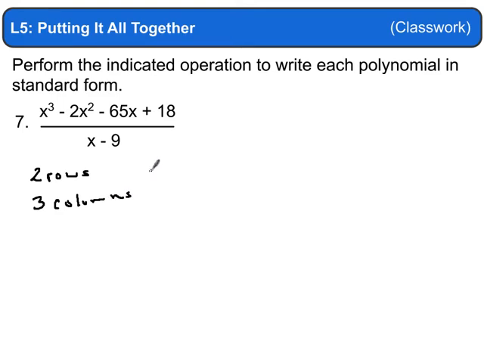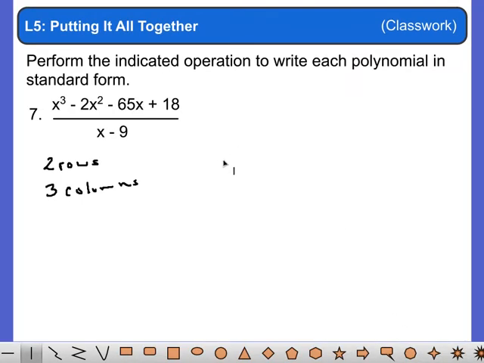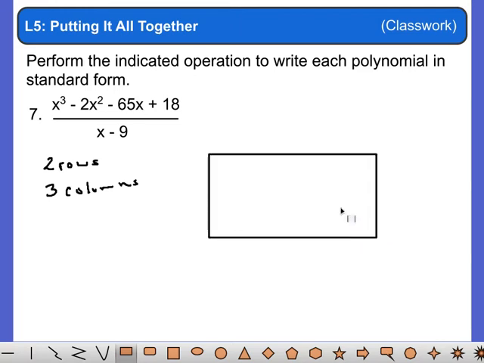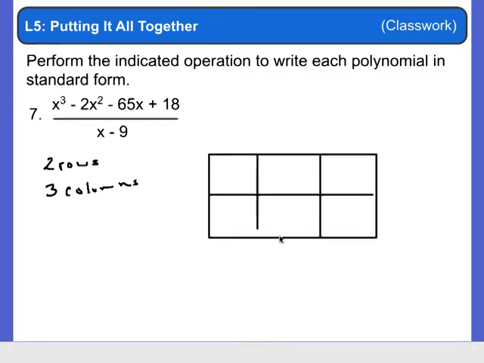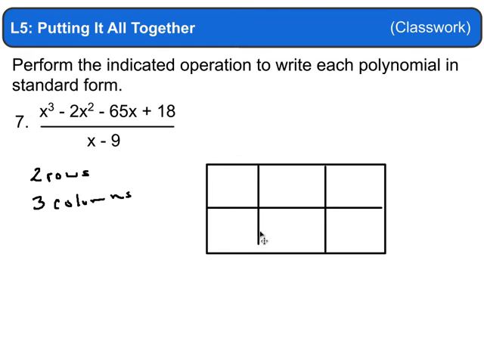One more than the difference. So we draw our box. Let's see, we're going to need 2 rows and 3 columns. That should be ample space. Here's 2 rows, 3 columns. And again, if you're doing this one and you prefer long division, that's fine.